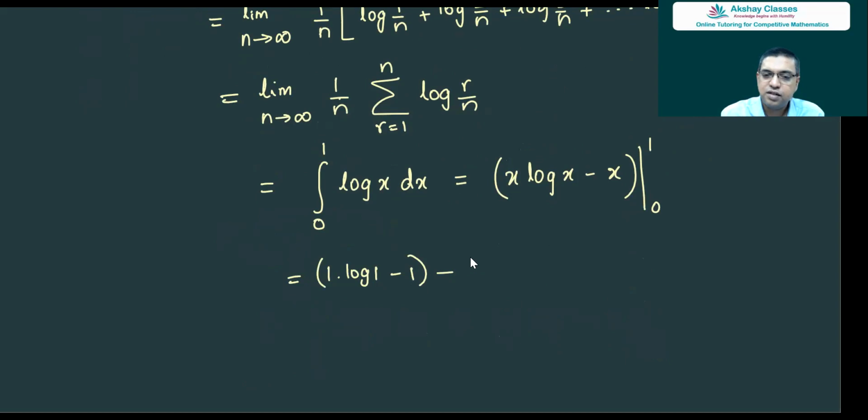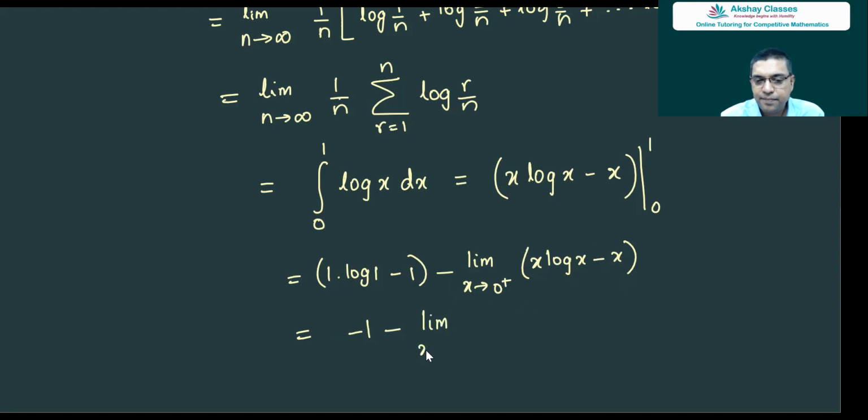So it doesn't matter. Minus, this is the limit as x tends to 0 plus, because the function does not exist at 0. So you will have to go to the right limit at 0. So we get minus 1 minus, as x tends to 0, the second term is 0 anyway. We are left with only the first term. We use what? L'Hospital's rule.